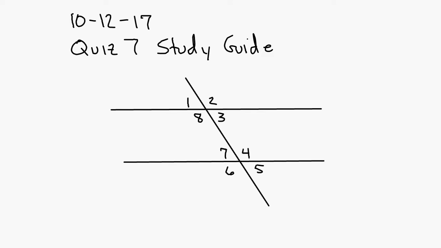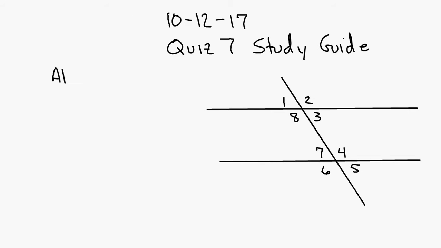I believe in number 1, they're asking for alternate names. Identify a pair of alternate exteriors. So if we're looking at alternate exterior angles in this picture, can someone give me an example? 1 and 5, very good. So 1 and 5 is one pair. What's another pair in that picture? 2 and 6, very good.